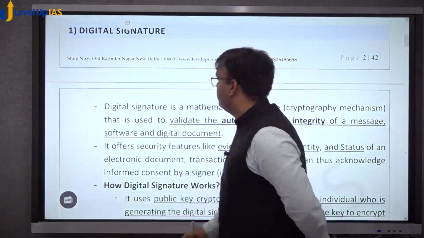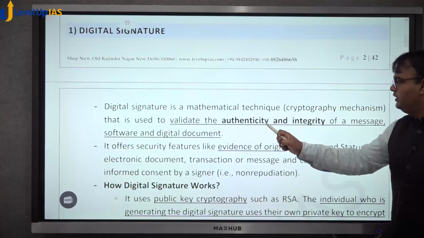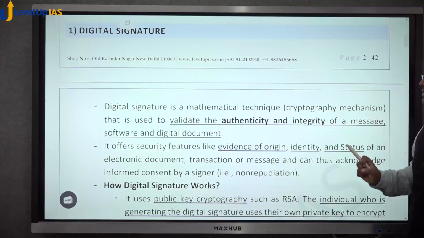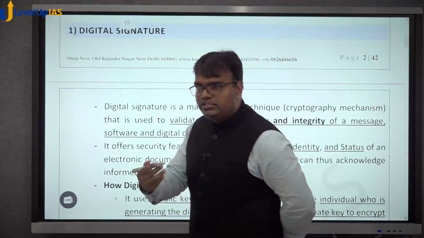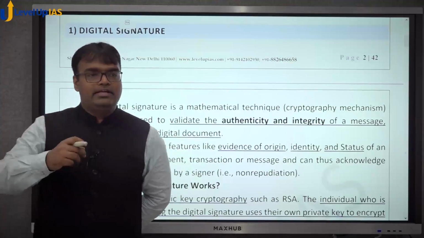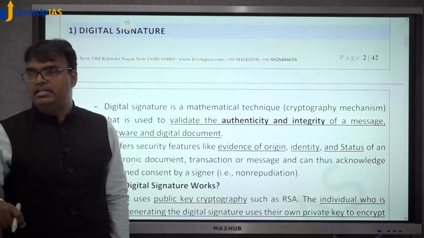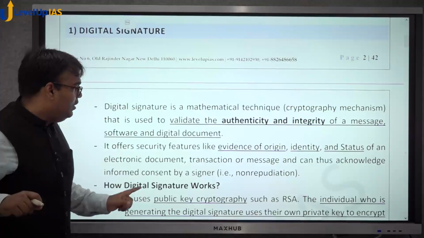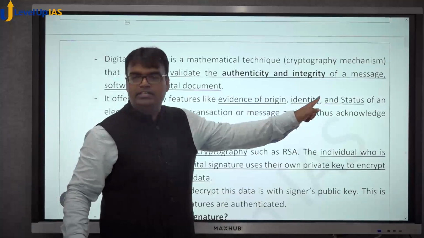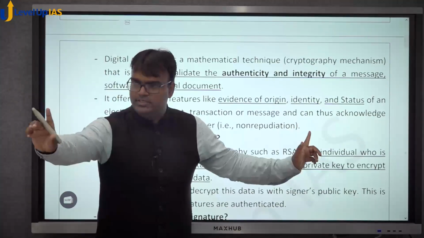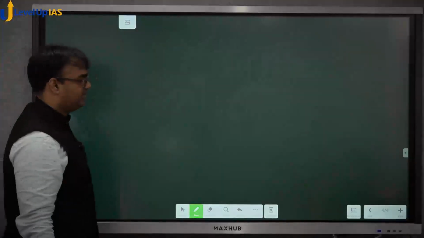Let's look at its definition also. It's a mathematical technique that is used to validate the authenticity and integrity of a message, software or digital document. Anything that you are sending online, using digital signature, you can validate its authenticity and its integrity. Okay, now it offers features like evidence of origin, identity, status. We will understand all these things. But first of all, let's understand how digital signature functions.